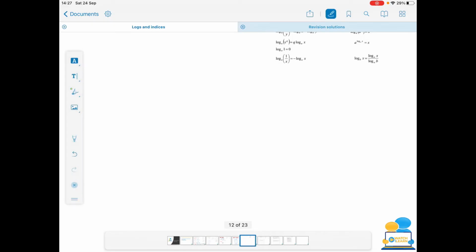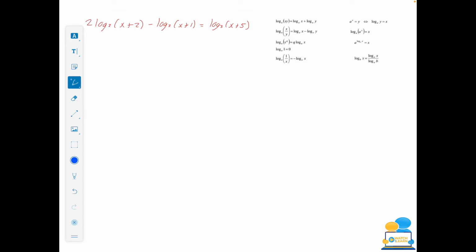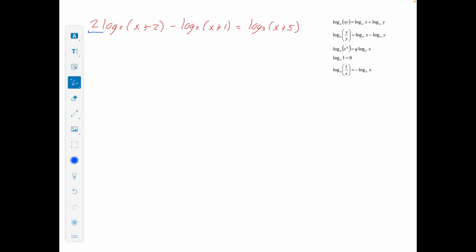So this is another similar question. Again, we need to do a bit of manipulation before we can match it up directly with the rules of logs. Okay, so we have 2 times log to base 3 of x plus 2 minus log to base 3 of x plus 1 is equal to log to base 3 of x plus 5. Now, first I'm going to look at this section of my question. That matches up really well with rule 2 here. We have logs with the same bases, and we're subtracting. So what we're going to end up doing at some stage is dividing x plus 2 by x plus 1.